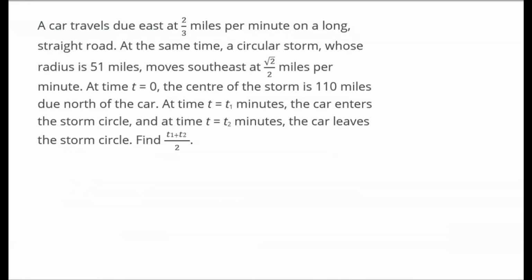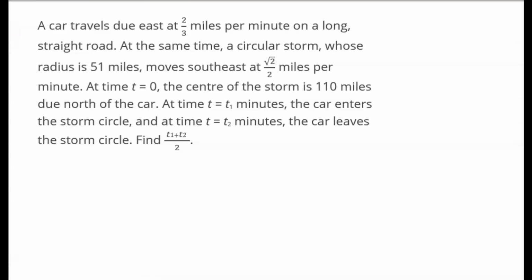A car travels due east at 2/3 miles per minute on a long straight road. At the same time, a circular storm, whose radius is 51 miles, moves southeast at root 2 over 2 miles per minute. At time t equals 0, the center of the storm is 110 miles due north of the car. At time t equals t1 minutes, the car enters the storm circle, and at time t equals t2 minutes, the car leaves the storm circle. Find (t1 plus t2) divided by 2.